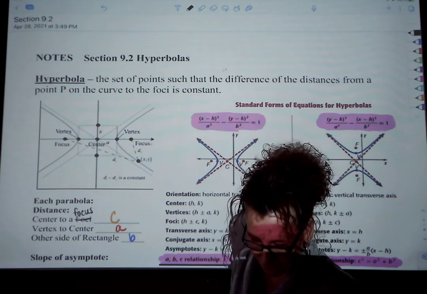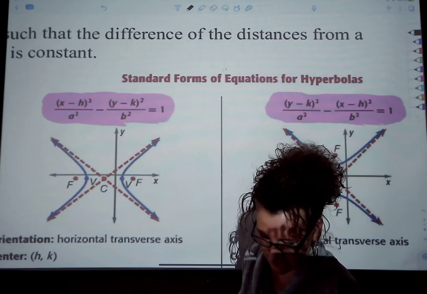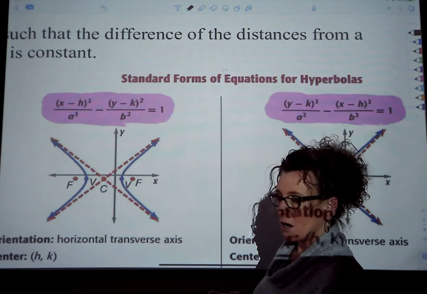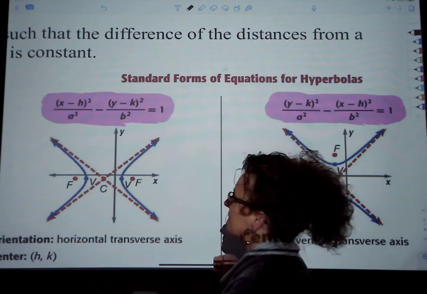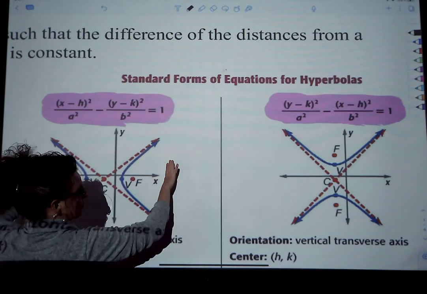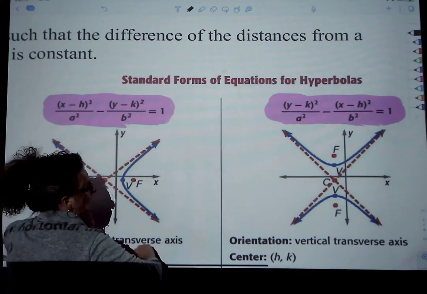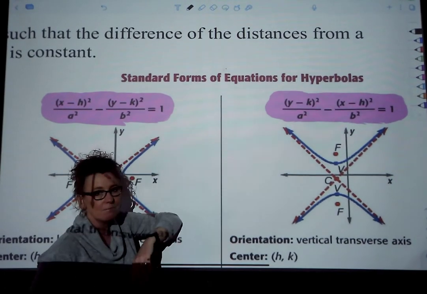So let's just take a look at these. Remember, hyperbolas are basically two parabolas opening away from each other. They can either open away from each other horizontally, or they can open away from each other vertically.